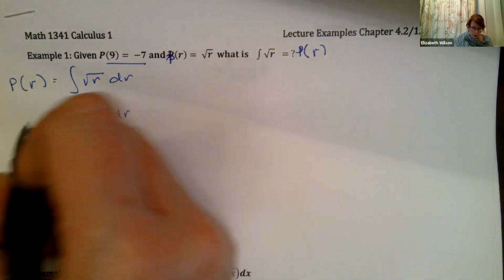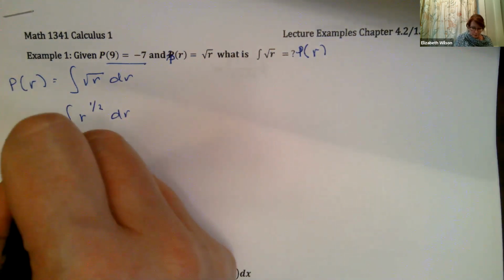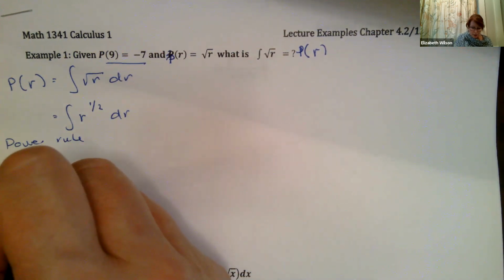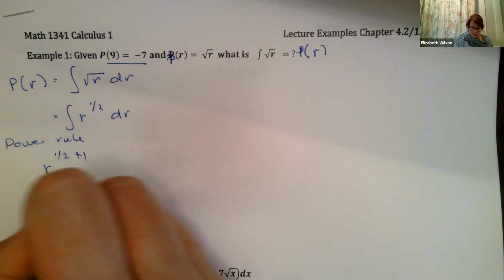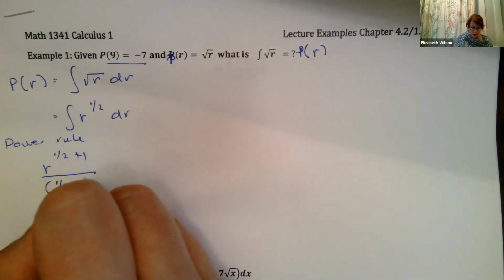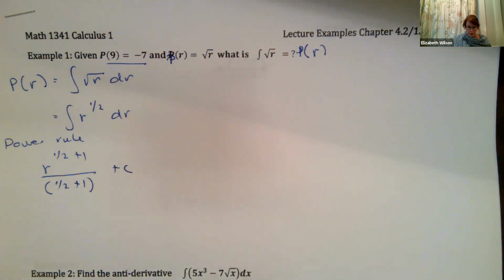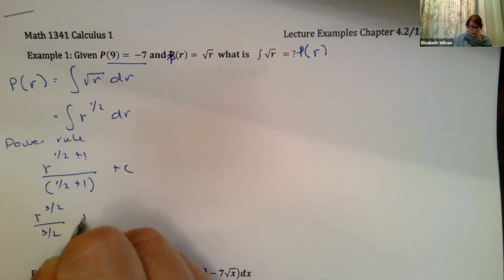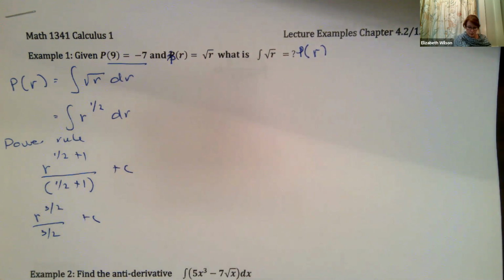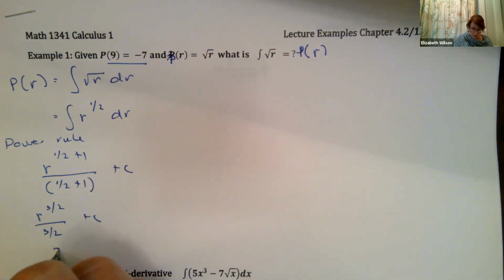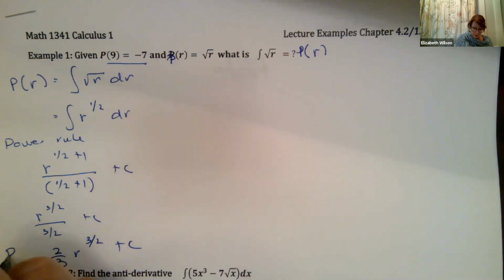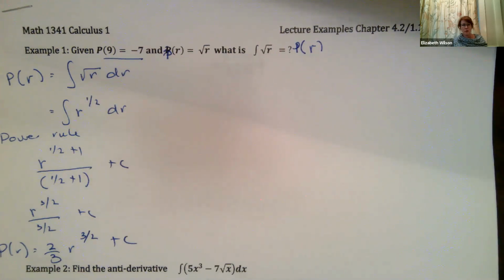So this I can do the power rule because it's not equal to -1. So I'm going to go r to the 1/2 plus 1 all over 1/2 plus 1, and then plus c. 1/2 plus 1 is 3/2, all over 3/2. Which means it's also true that this is 2/3 r to the 3/2 plus c, and this is P of r. Okay, so it's our general solution.